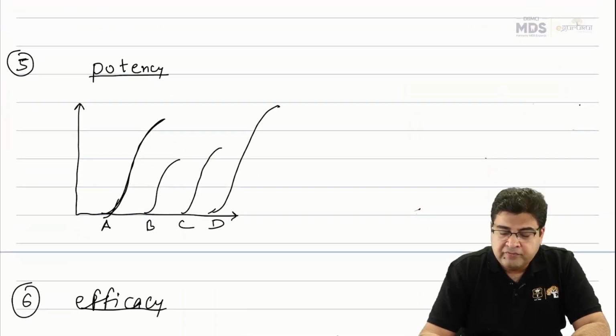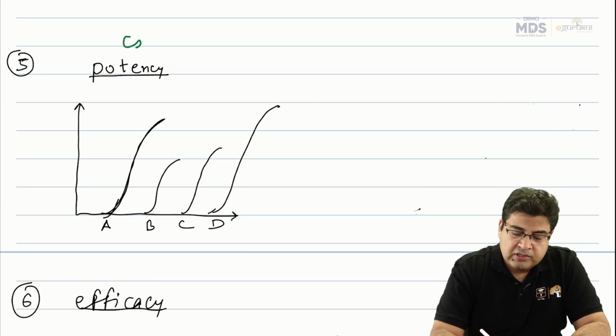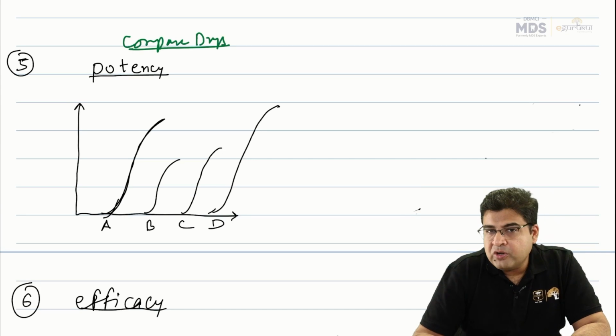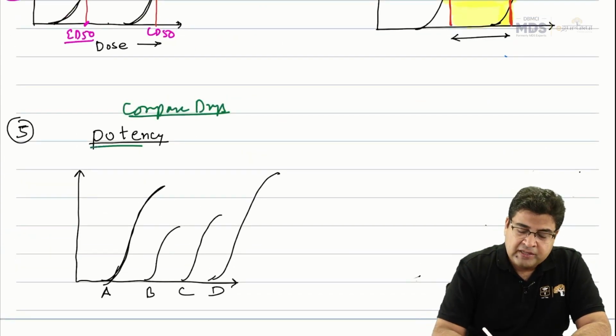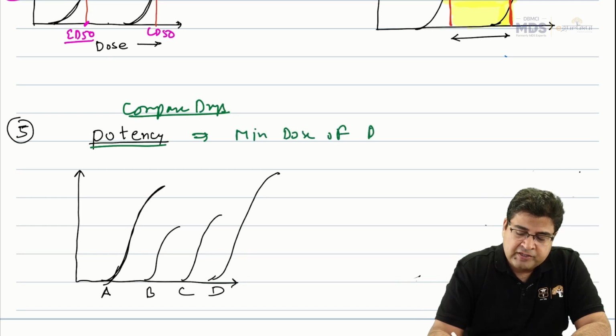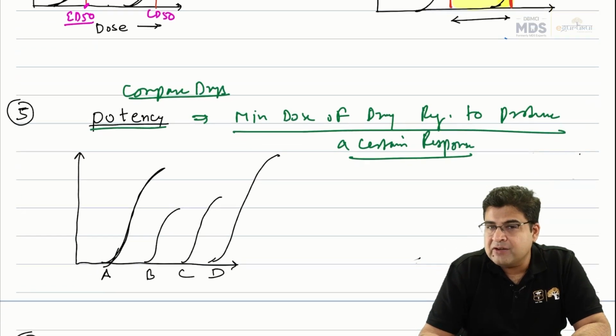Now, the fifth point is, with the help of this graph, we can also compare the drugs. When you want to compare the drugs, we always compare in terms of potency and efficacy. Now guys, potency means the minimum dose of the drug that is required to produce a certain response. So the minimum dose of the drug that is required to produce a certain response is known as the drug potency.